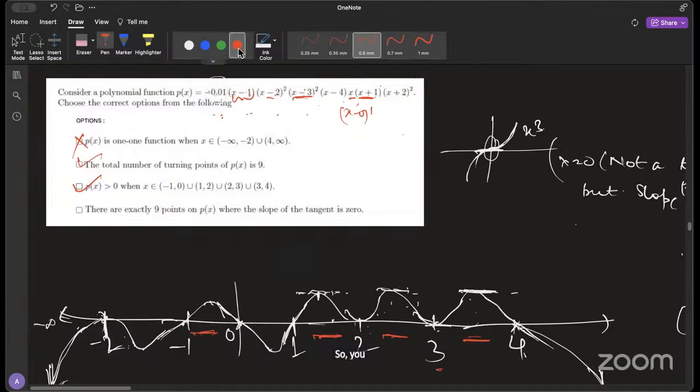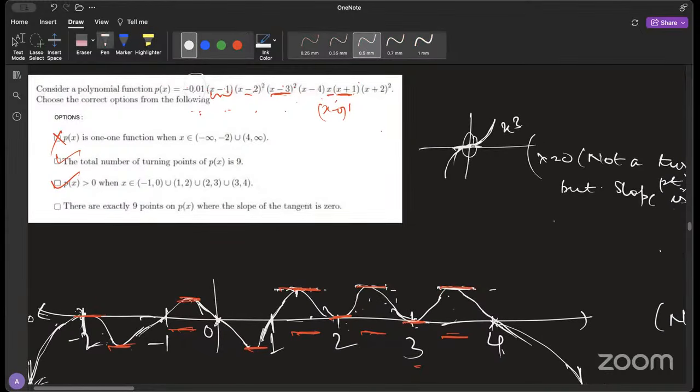So you'll only have slope 0 at the turning points. Why only at turning points, and not at other points? There are no other points where the slope is 0, because you don't have your curve going like this. So you don't have to worry about slope being 0 here. Is this okay?